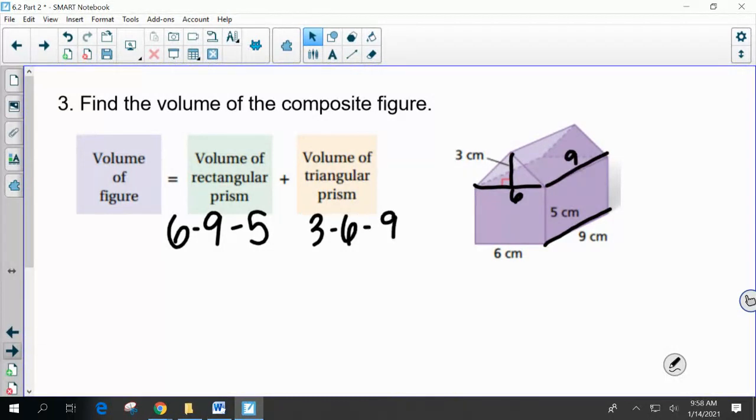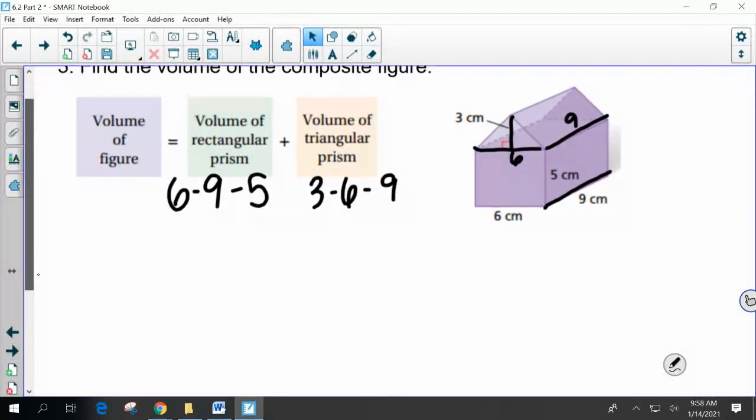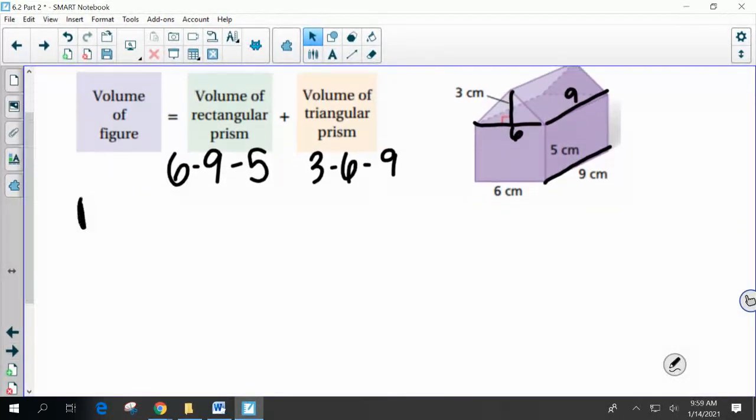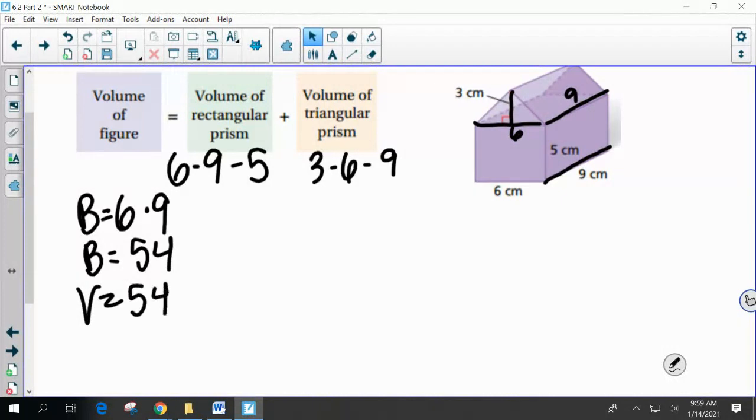Okay, so now let's calculate these. So the volume of the rectangular prism, it doesn't matter what order you put them in, so you're going to have 6 times 9, which is what? 54. And then I have to take that times the number I didn't use yet, so 5. 270.